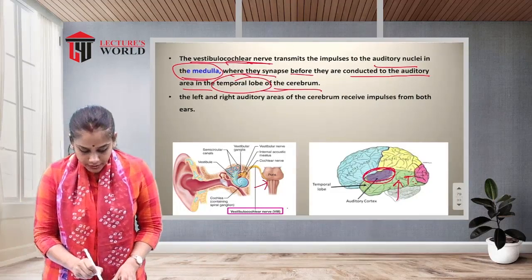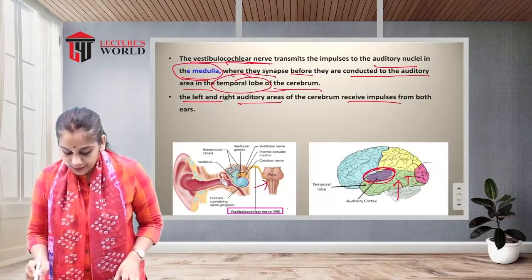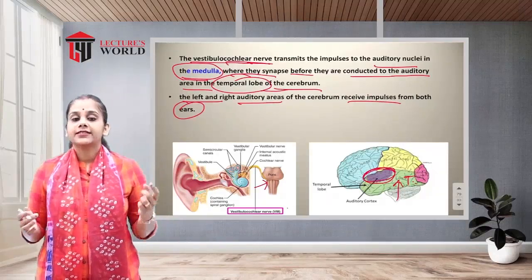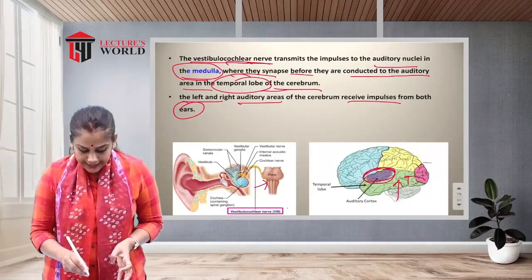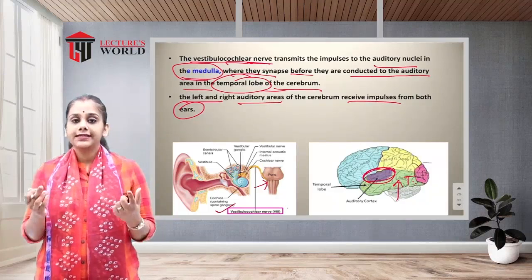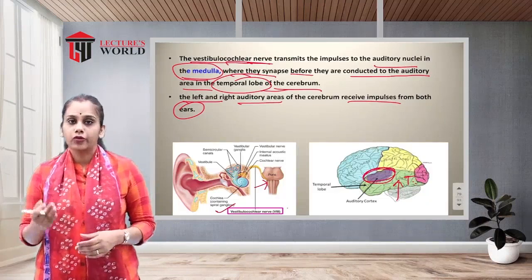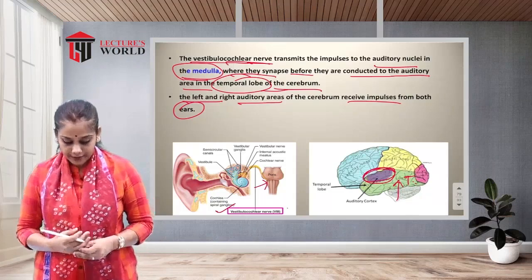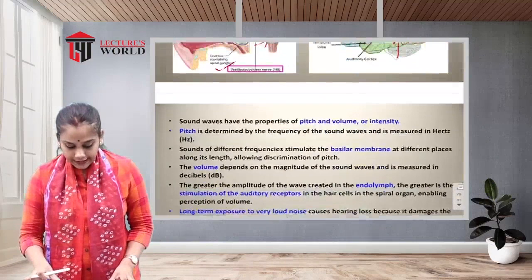The left and right auditory areas of the cerebrum receive the impulse from both ears. In each side there is a vestibulocochlear nerve. They send the nerve impulses to the brain, to the temporal lobe, to the auditory cortex area of the cerebrum. So this is the process of hearing, and the brain can adapt.